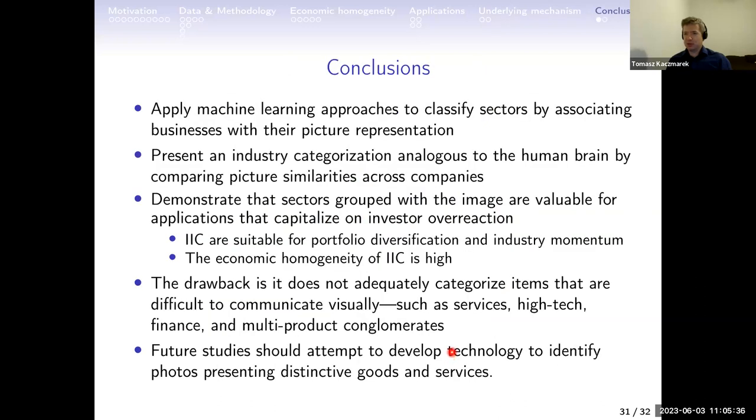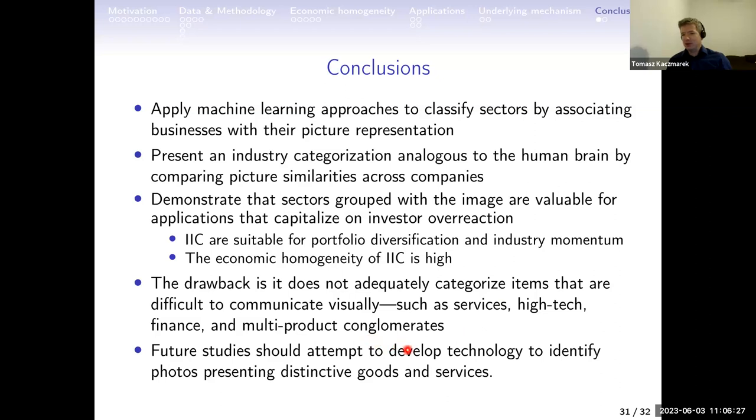So coming to conclusions, what we do here, we apply machine learning approaches to classify sectors by associating businesses with their picture representation. And we present an industry categorization that is closely related to human reactions. So how humans perceive similarities, in fact, we also capture by looking directly at photo representation. And our approach has really nice economic homogeneity, and also it demonstrates high benefits for portfolio diversification and industry momentum. The drawback is that it does not adequately categorize items that are difficult to communicate visually, such as services, high-tech, finance, and multi-product conglomerates.